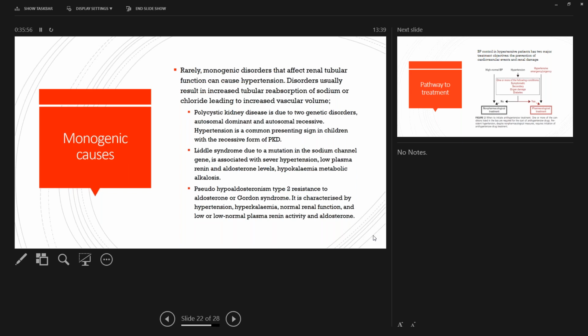Liddle syndrome is due to a mutation in your sodium channel gene. This is associated with severe hypertension, low plasma renin and aldosterone levels, hyperkalemia, and metabolic alkalosis, and this very much presents in infancy. Pseudohypoaldosteronism type 2 may be another one, where there's resistance to aldosterone, also known as Gordon syndrome, characterised by hypertension, hyperkalemia, normal renal function, and low or low-normal plasma renin activity and aldosterone.